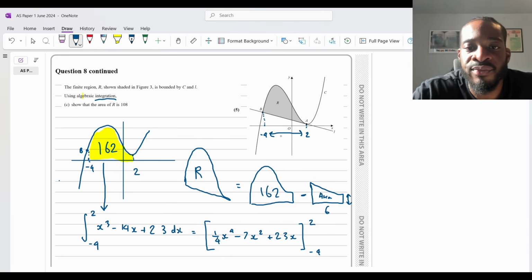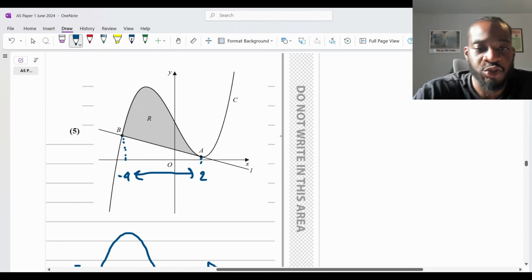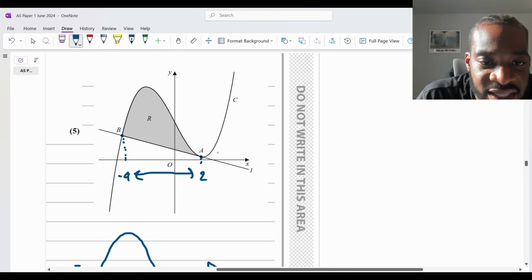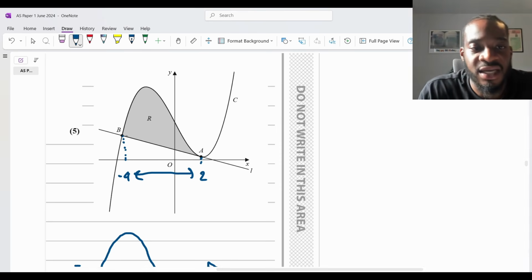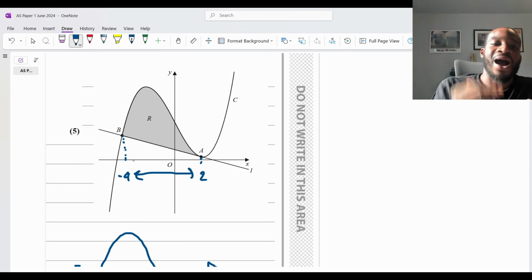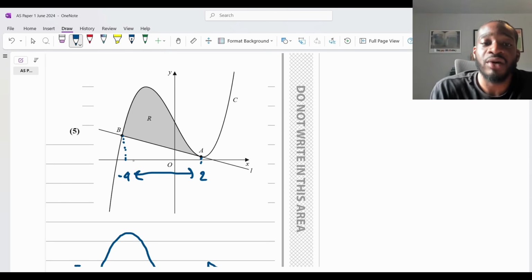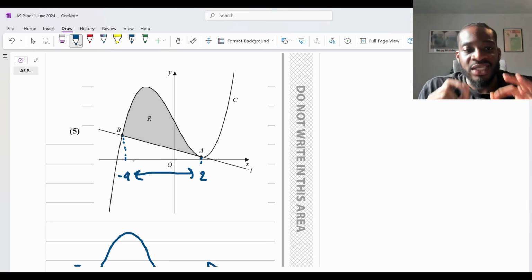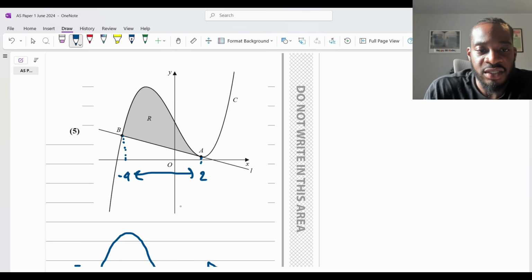Well, if I look at the diagram, remember, this is coordinate geometry, right? That point A, we know has an x coordinate of 2. This point B has an x coordinate of -4. The vertical heights are just going to be the y coordinates at those points, isn't it? Now remember, the points A and B intersect at the curve and the line, don't they? So what we can do to figure out those points is you could either plug it into the curve, which was y equals x cubed minus 14x plus 23, or you could plug it into the line, sorry, which was minus 2x plus 7, wasn't it?